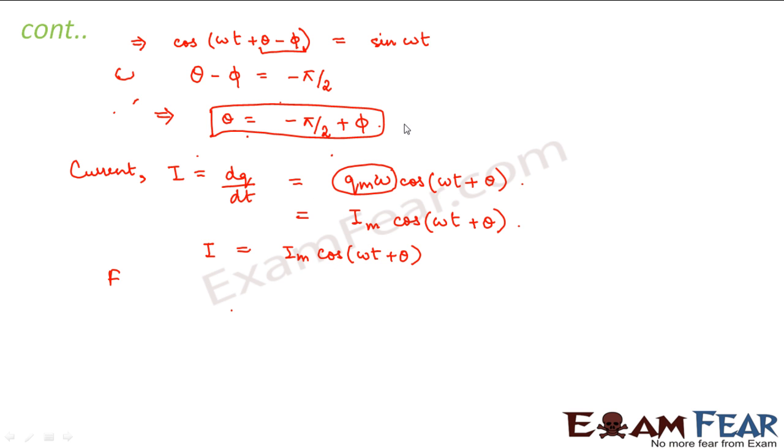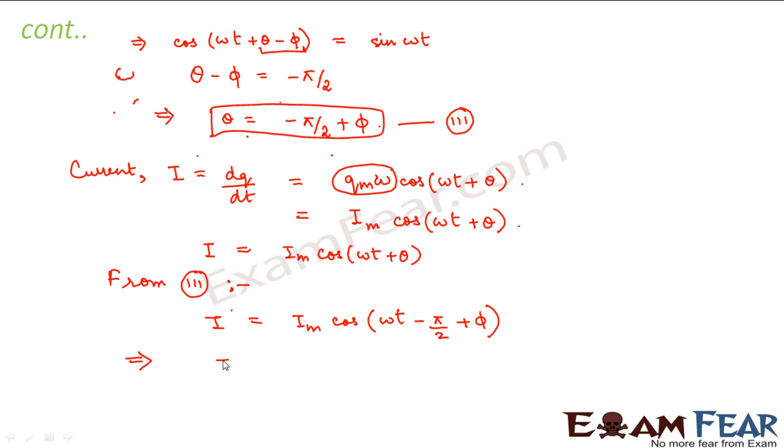Now, let us call this equation as equation 3. So, from equation 3, we can write that theta is nothing but minus pi by 2 plus phi. So, we can write I is equal to Im cos omega t minus pi by 2 plus phi. Because why are we writing it in this form? Because we want to get the expression for current in terms of sine function. Therefore, I becomes equal to Im sine omega t plus phi. So, this comes out to be the expression for current.